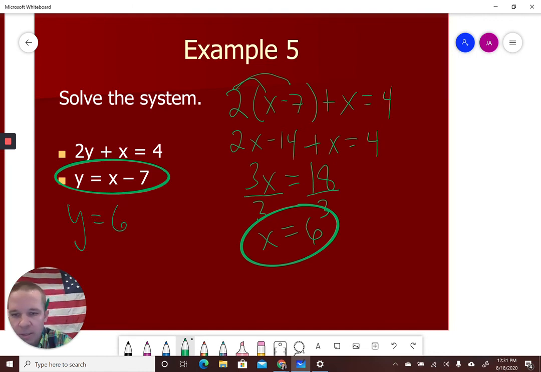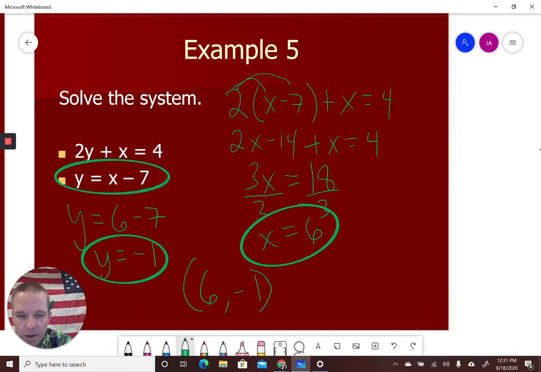Y equals 6 minus 7. So y equals -1. Boom, we got them both. 6 comma -1. I like it. I love it. Bada boom, bada bing.